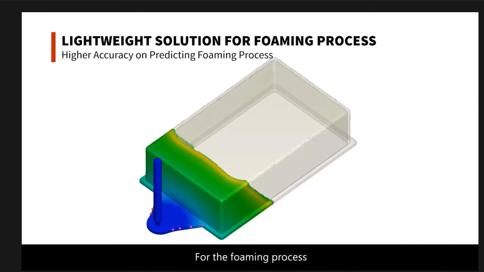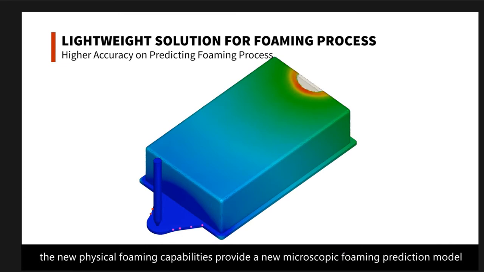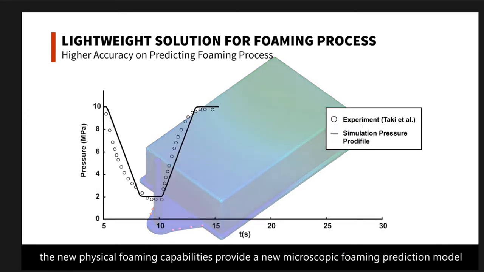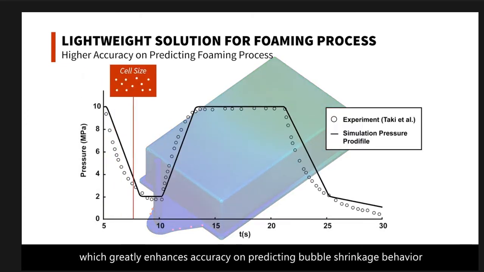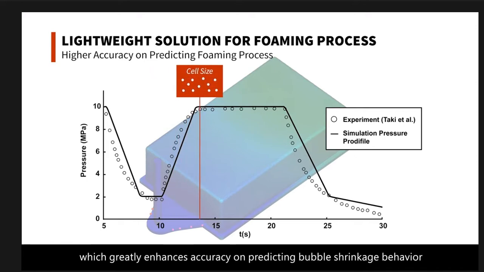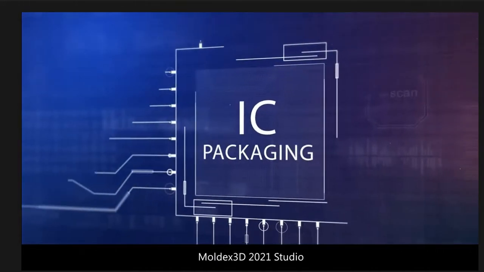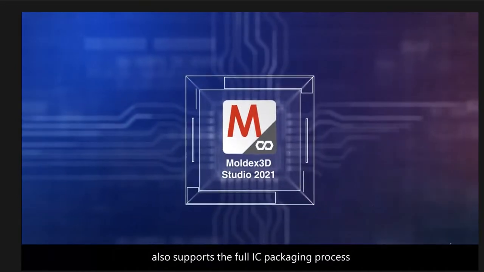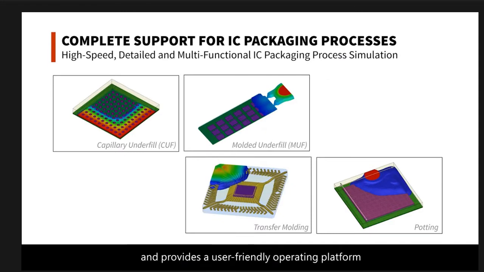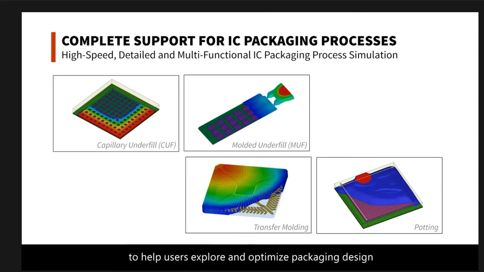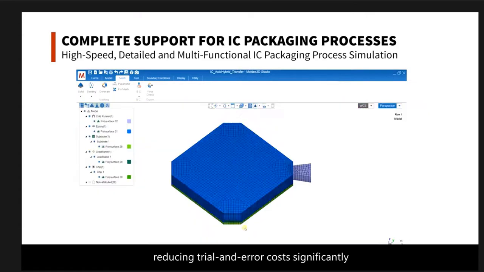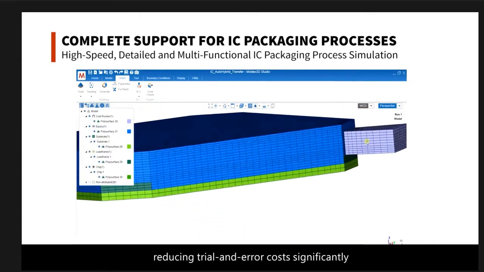For the foaming process, the new physical foaming capabilities provide a new microscopic foaming prediction model, which greatly enhances accuracy on predicting bubble shrinkage behavior. Moldex3D 2021 Studio also supports the full IC packaging process and provides a user-friendly operating platform to help users explore and optimize packaging design, reducing trial and error costs significantly.